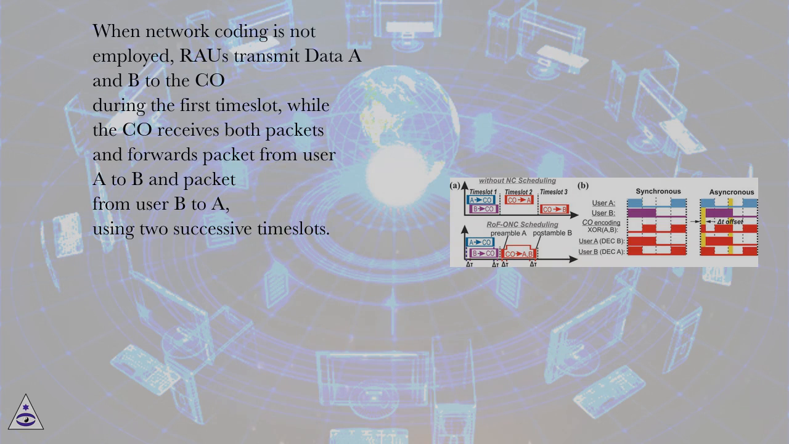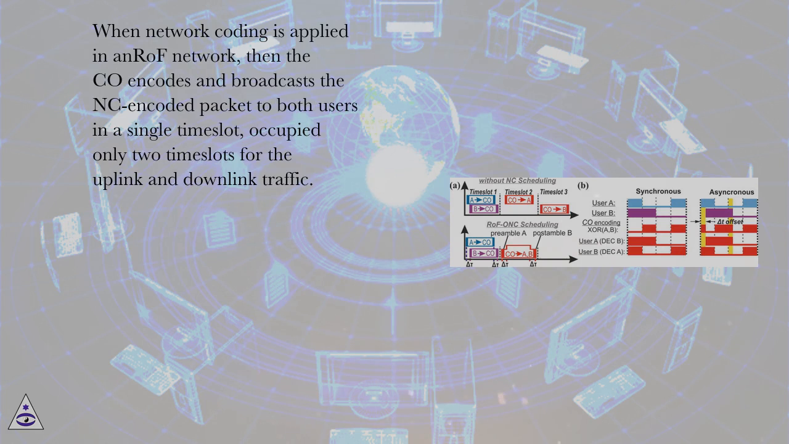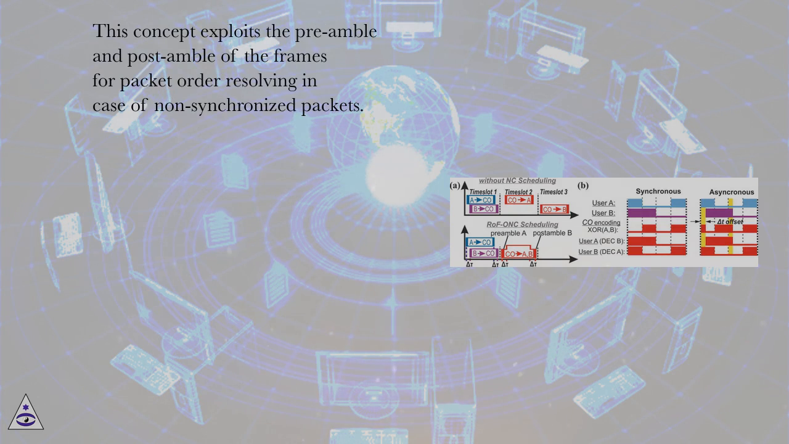When network coding is not employed, routes transmit data A and B to the CO during the first time slot, while the CO receives both packets and forwards the packet from user A to B and the packet from user B to A, using two successive time slots. When network coding is applied in an ROF network, the CO encodes and broadcasts the NC encoded packet to both users in a single time slot, occupying only two time slots for the uplink and downlink traffic. This concept exploits the preamble and postamble of the frames for packet order resolving in case of non-synchronized packets.